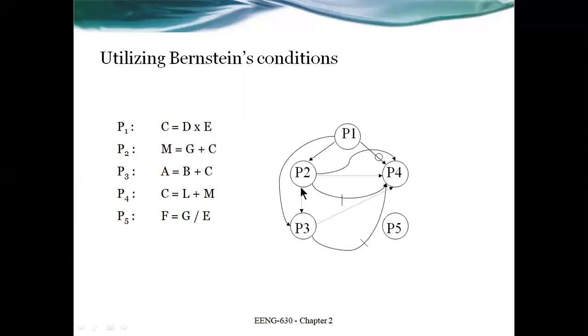Whenever we have a straight arrow like this, that is the flow dependency. Wherever we have an arrow with a bar crossing it, that is anti-dependency. Wherever we have a bar with a circle there, it is the output dependency. Okay, all the dependencies we have written in this figure.